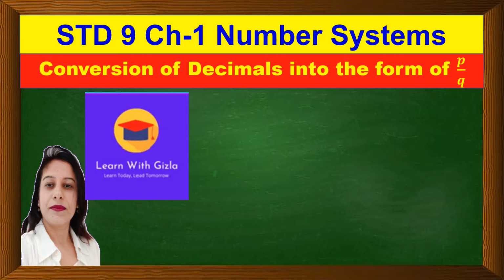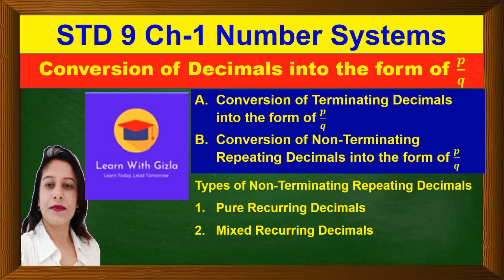In this video of number systems, we are going to learn conversion of decimals into the form of p by q. Now we know that the decimal form of only rational numbers can be written in the form of p by q, and decimal form of rational numbers can either be terminating or non-terminating but recurring. So accordingly, we are going to learn the conversion of each type of decimal form, that is terminating as well as non-terminating. So let's start.